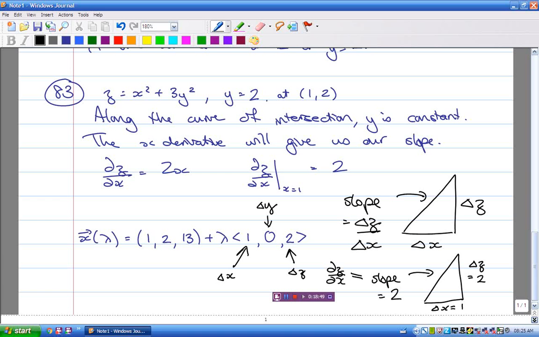I didn't have to make delta x equal to 1. I could have made delta x equal to 2, and then delta z would have been 4. Doesn't really matter what you make it, as long as their ratio is 2, because that slope, that dz by dx equals 2, refers to the ratio between your delta x and your delta z. Question?